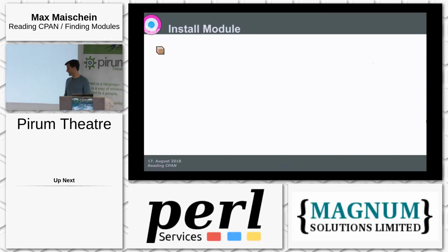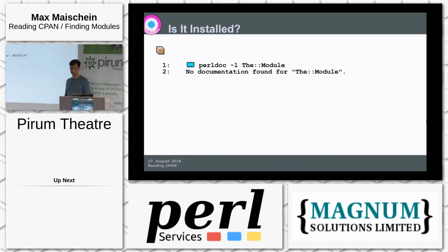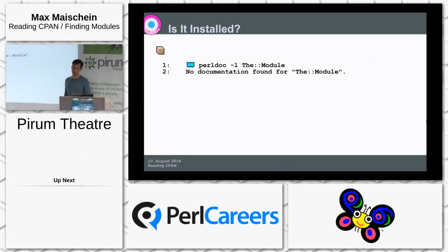So now you have finally decided on a library to try out, or module, and you want to go installing it. But before you install it, you should check whether it is already installed, because why reinstall what is already installed? You can find that by using perldoc -l and then the module name. And yeah, if it's not found, you will get an error message.